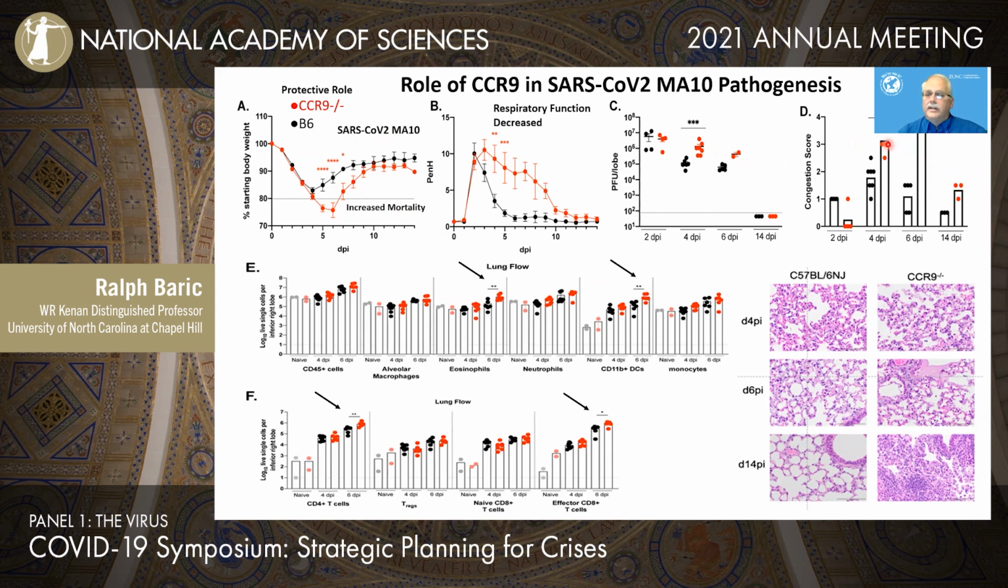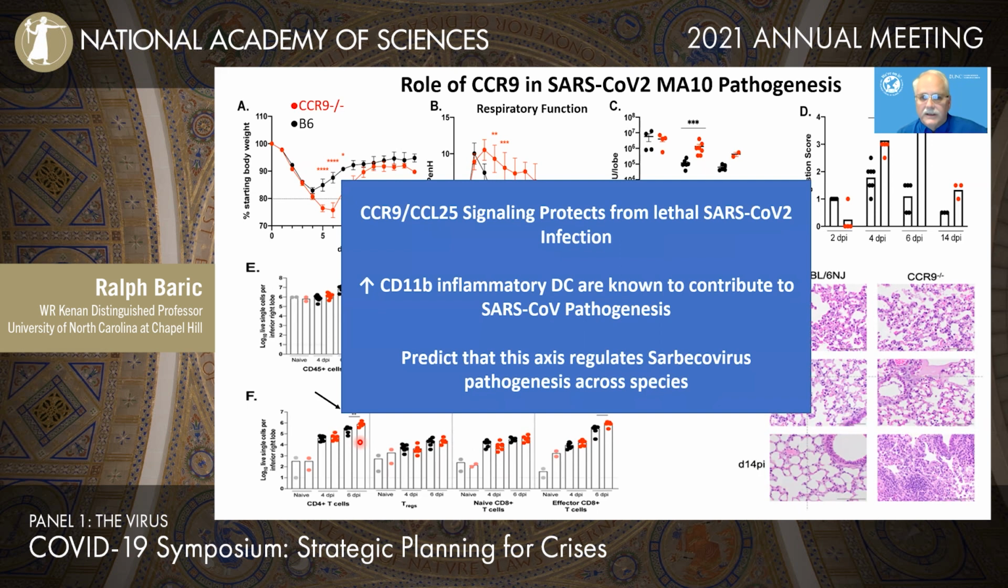lung gross congestion scores as compared to B6 animals, shown here in black. They have increased pathology in the lung. This is hyaline membranes, evidence of acute lung injury or acute respiratory distress syndrome. And if you look at infiltrating immune cells, you see increased numbers of eosinophils, CD11b DCs, inflammatory monocytes, CD8 T cells, and CD4 T cells, as well as pro-inflammatory cytokines that are involved in the recruitment of these immune cells.